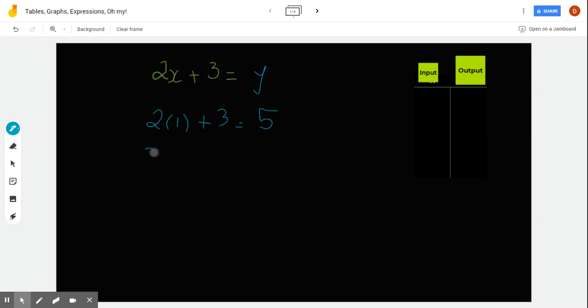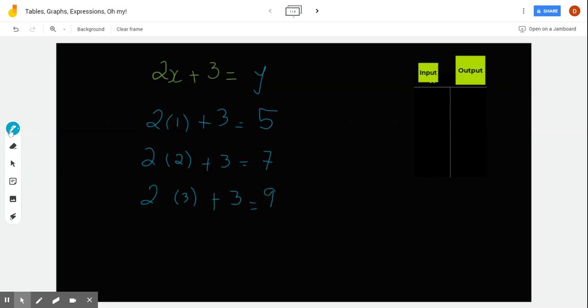Then we're going to do it again for at least 3 inputs. So the next number in that sequence would be 2 times 2 is 4, add 3 equals 7. And again for the third, replacing the x with the next value, which is going to be 3. So 2 times 3 is 6, add 3 equals 9.